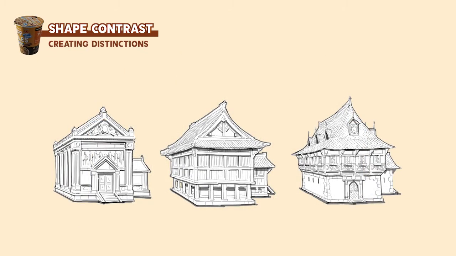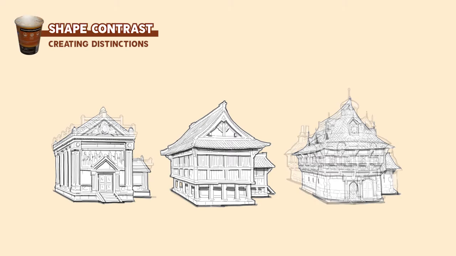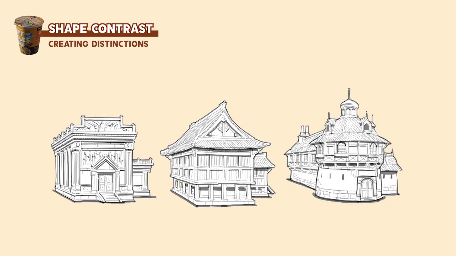Let's just say you are tasked to create 3 unique factions for a game. If you ended up using similar shapes for each of the factions, it might be difficult to tell them apart. However, if we made each faction have distinct design languages, it becomes much easier to tell the difference.